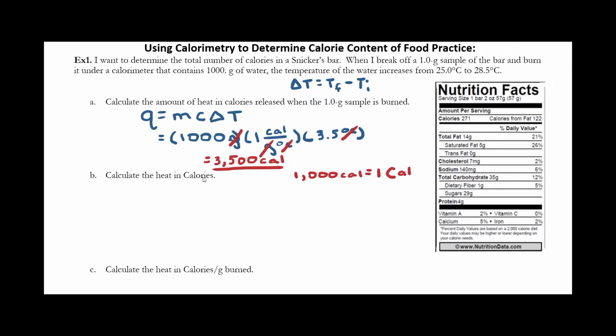And so it says calculate the heat in calories. So what I need to do now is take the 3,500 little calories, and I need to convert that into big calories. So 1 big calorie on top, and I'm going to put little calories on bottom. So notice the little calories cancel. I'm now in big calories. There are 1,000 little calories in a big calorie. So all I'm doing is taking 3,500, dividing it by 1,000, so I get 3.5 capital CAL. Okay? Not too bad.